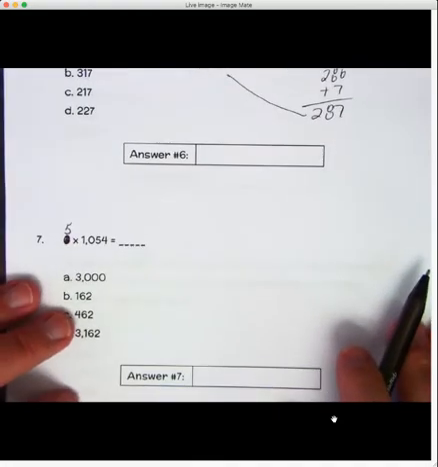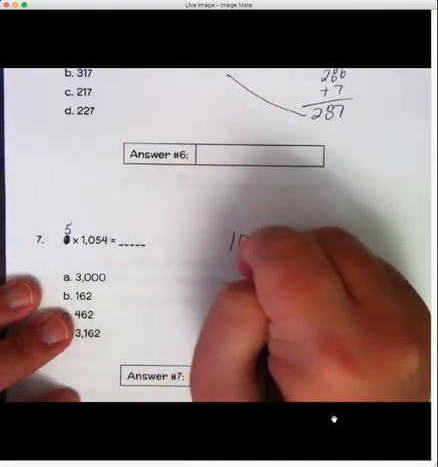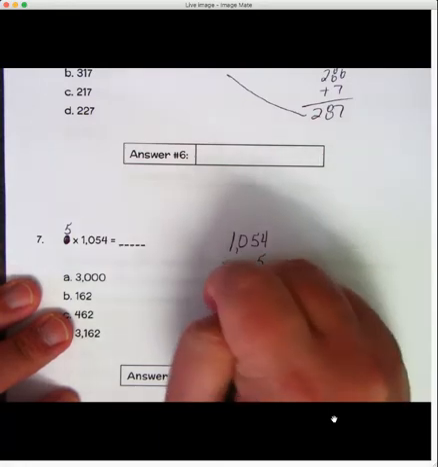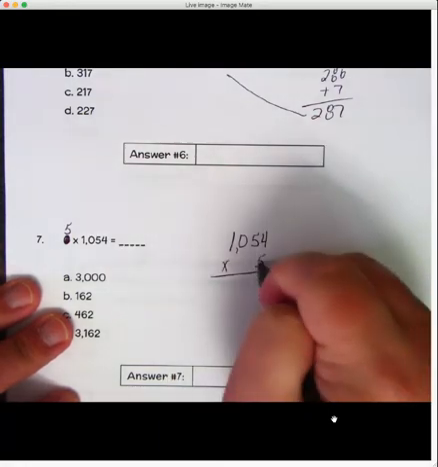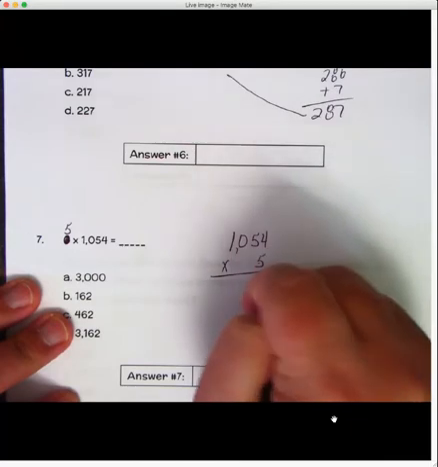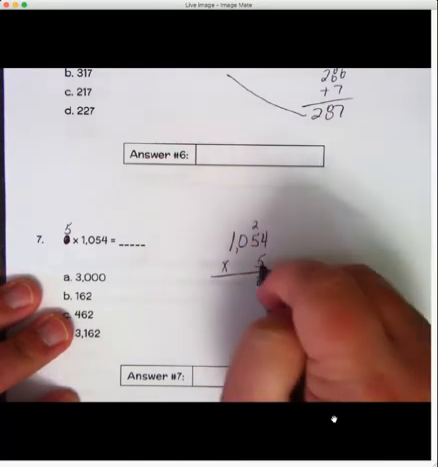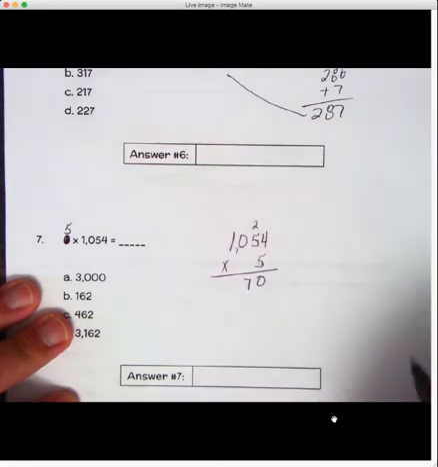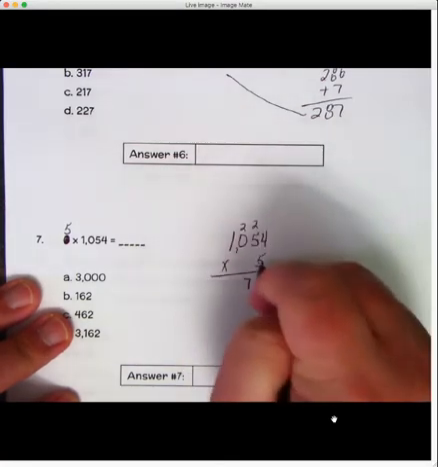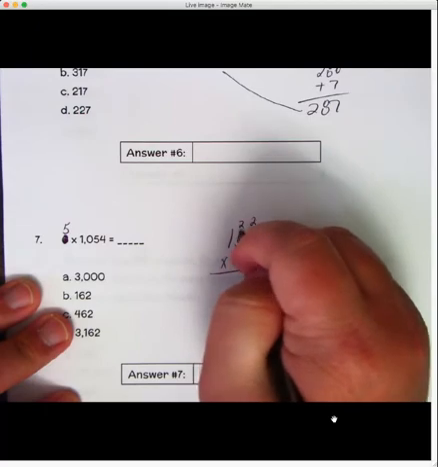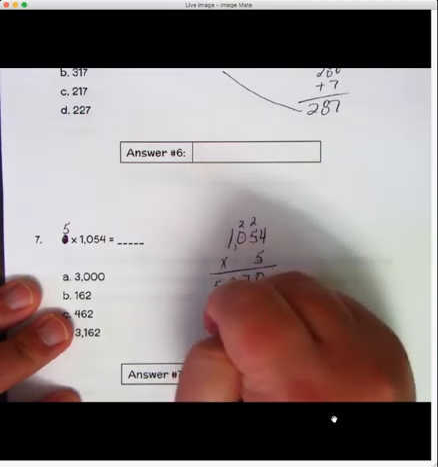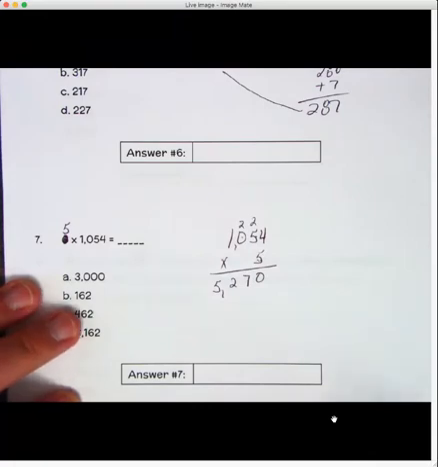All right, next one. 1,054 times 5. Standard algorithm. 5 times 4 is 20. Put our 0 down, carry our 2. 5 times 5 is 25, plus 2 is 27. Put our 7 down, carry our 2. 5 times 0 is 0, plus 2 is 2. And 5 times 1 is 5. So the answer is 5,270.